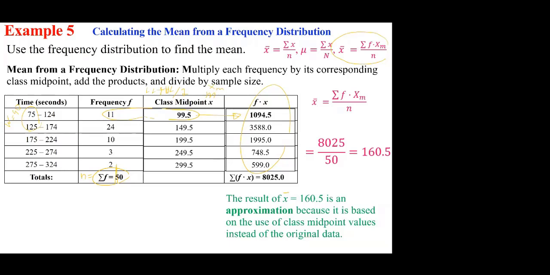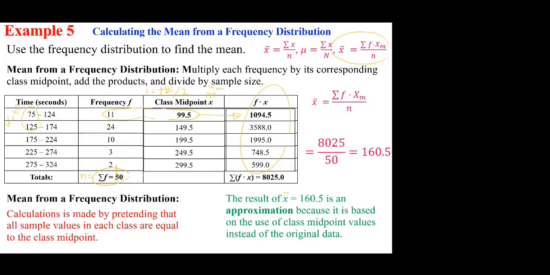Now, what about the next one? Mean from a frequency distribution. Calculation is made by pretending that all sample values in each class are equal to the class midpoint. That is the assumption, and remember, that's really not a fact, but we don't have any other choices. Do you take the lower limit? Do you take the upper limit? No, a good choice would be somewhere in between, and that would be the class midpoint.